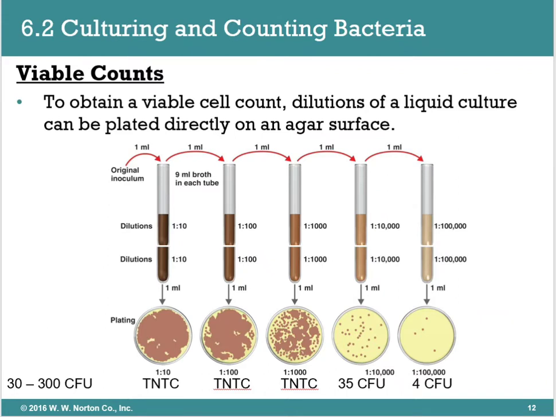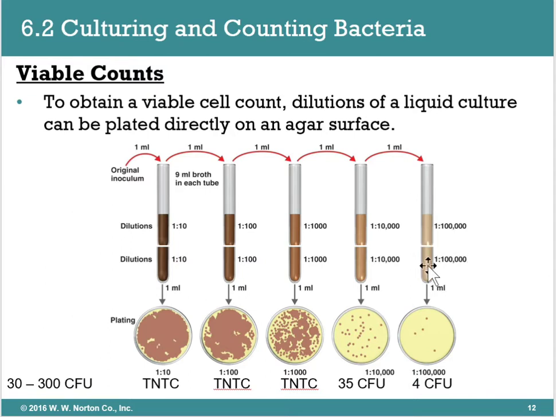So this is variable counting. To obtain a variable count, like a guesstimation, what you do is dilute liquid cultures. You'll have a very, very concentrated culture, and you do something called a serial dilution. You'll have your original media, your original stock solution, and then you'll have other media that haven't been inoculated yet.